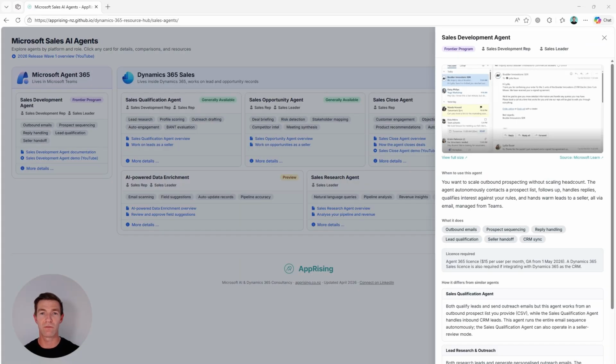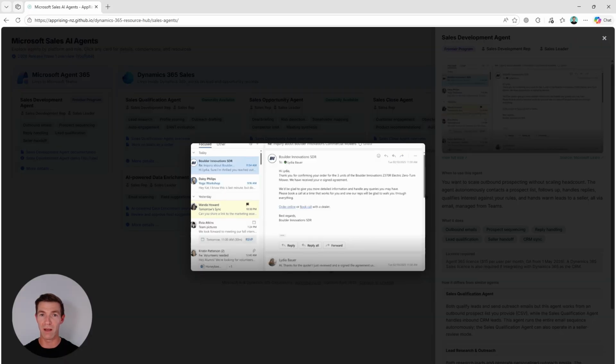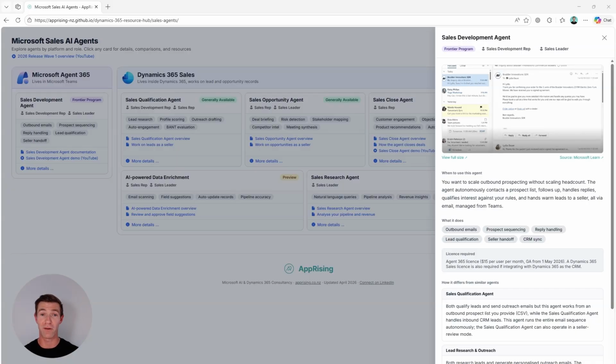So the first scenario is you run a webinar, you have 100 registrants, and you want to follow up with each of those people individually one by one, but your team doesn't have time to do that. So this is what the sales development agent is for. It lives in Microsoft Teams, and then it reaches out to your prospects list by email, manages the replies, and drives those conversations through to a qualified lead or a disqualified lead.